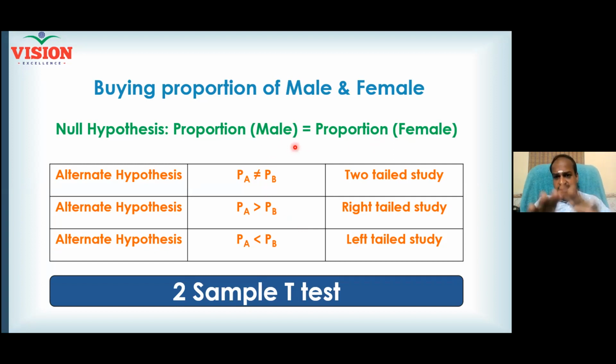If you say that the buying pattern will be the same for male and female, that statement is called what? Null hypothesis. What symbol should be given? It should be denoted by H0. If you say male is buying more or female is buying more, then your statement is the alternate. Proportion of A is not equal to B, proportion of A is more than B, or proportion of A is less than B. I mean male and female. It can be two-tailed, right-tailed, or left-tailed.